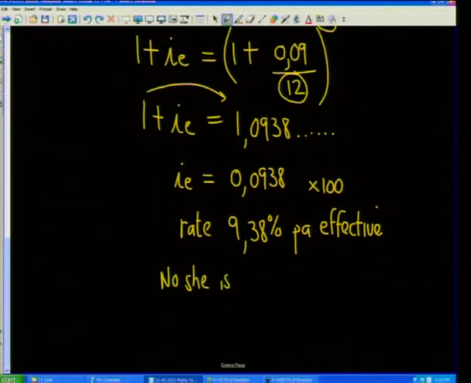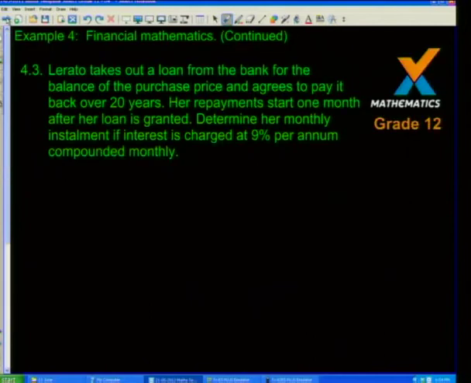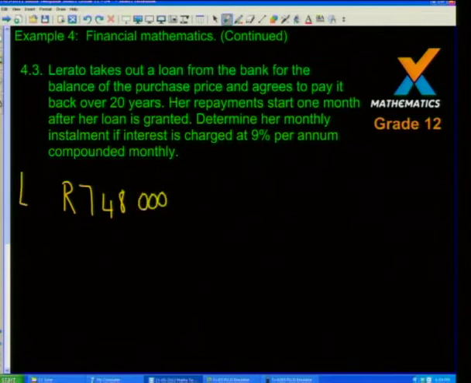Okay, so somewhere along the line, her calculator work was a little bit dodgy. Okay, next question says, she takes out a loan from the bank for the balance of the purchase price. Now remember, her balance of the purchase price was 748,000, and she was going to do a loan for this amount. Okay?